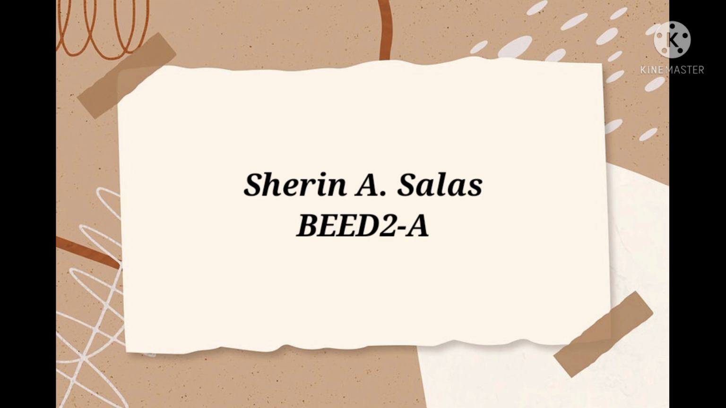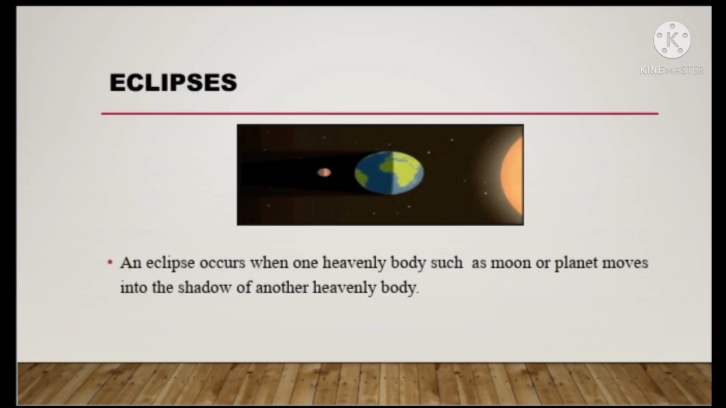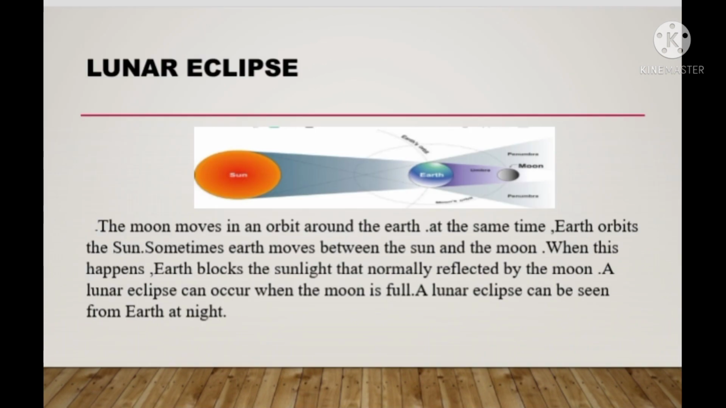So today, I will discuss my topic about eclipses. So what is an eclipse? An eclipse occurs when a heavenly body such as a moon or planet moves into the shadow of another heavenly body. There are two kinds of eclipses, the lunar eclipse and the solar eclipse. The first one is the lunar eclipse.